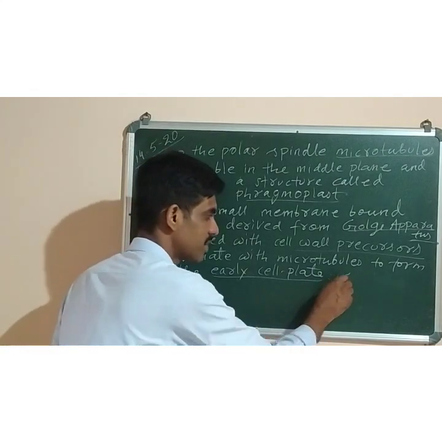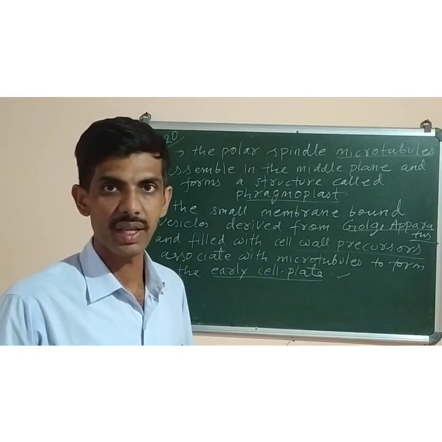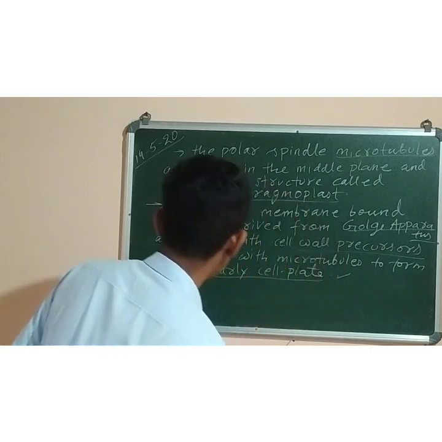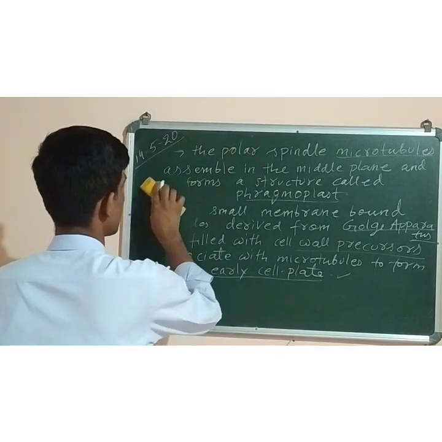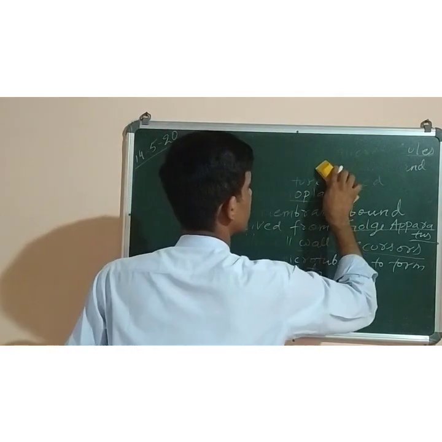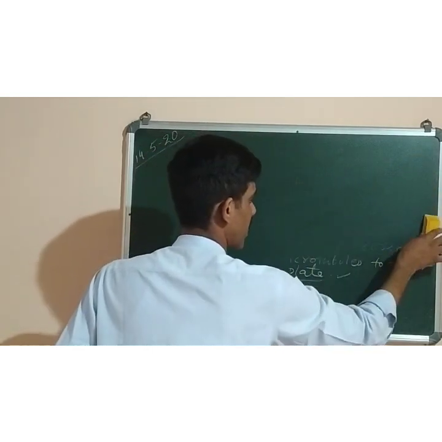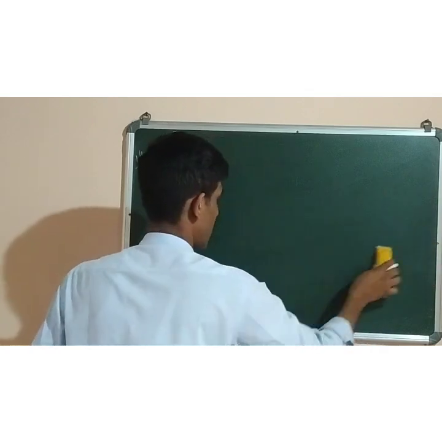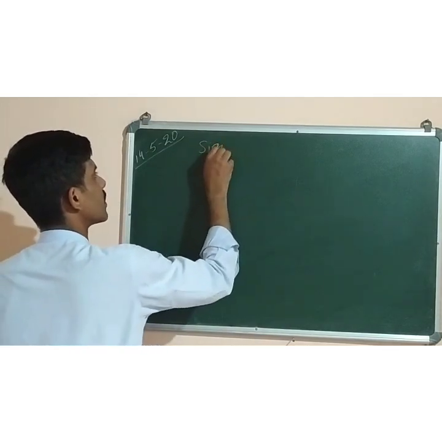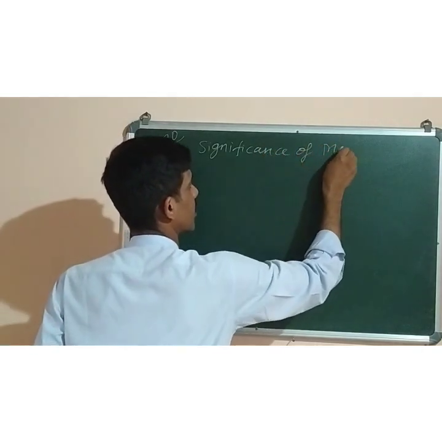So once the cell plate is formed, now the partition of cytoplasm is possible, and that will result in cytokinesis of plant cells. So now the next topic we have to study is significance of mitosis. Why is mitosis important? At least 4 or 5 points you need to learn about the significance of mitosis. Significance means importance. So why is mitosis cell division important, or what are the benefits? So next heading is significance of mitosis.